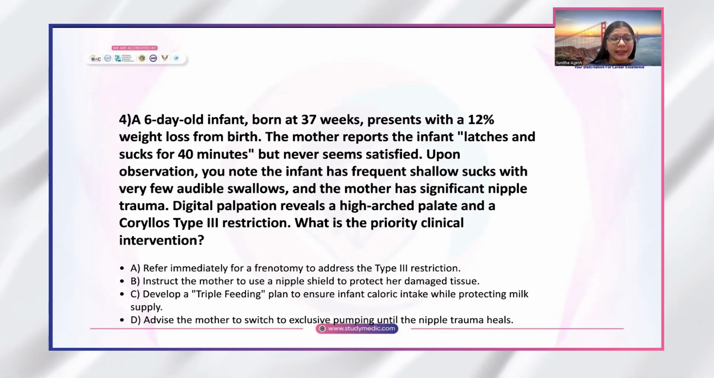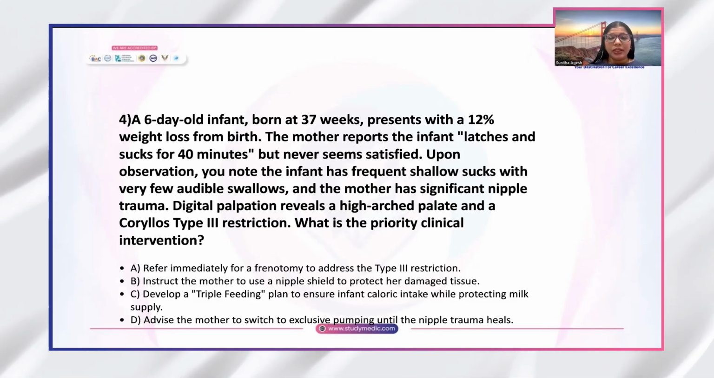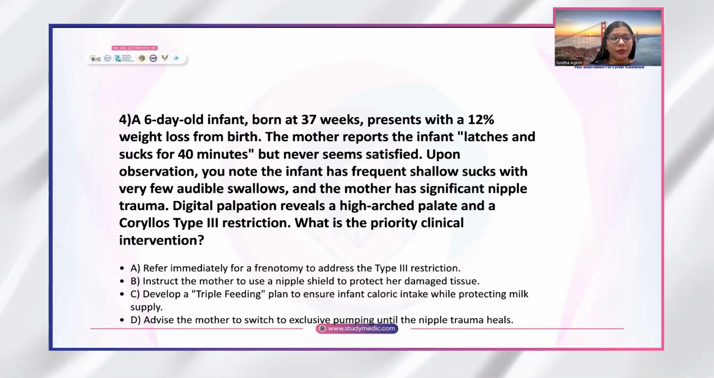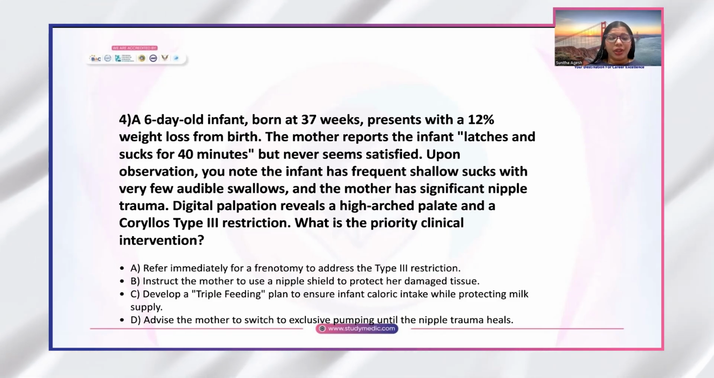The fourth one is a 6-day-old infant born at 37 weeks, presenting with a 12% weight loss from birth. The mother reports the infant latches and sucks for 40 minutes but never seems satisfied. Upon observation, the infant has frequent suck-swallow attempts with very few audible swallows. The mother has significant nipple trauma. Digital palpation reveals a high arched palate and a Coryllos type 3 restriction. What is the priority clinical intervention?